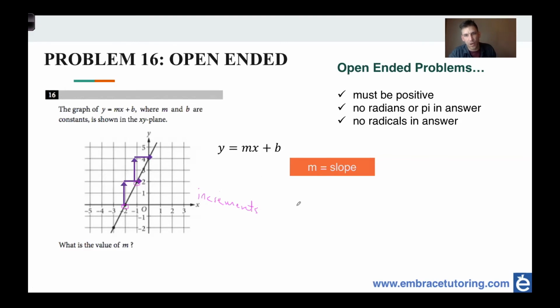Yep. So I'm going to go up to and over 1 both times, meaning my rise over my run is going to be 2 over 1. My answer is 2. That is what I bubble in. My answer is positive. There's no radians. There's no radicals. Yeah. Awesome.